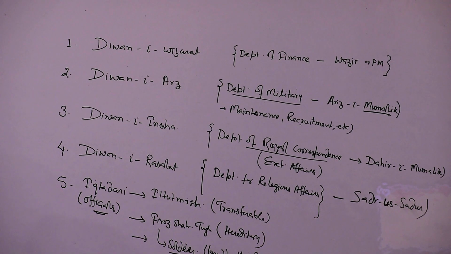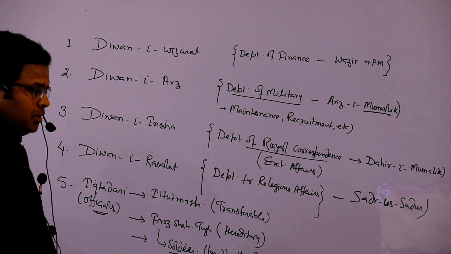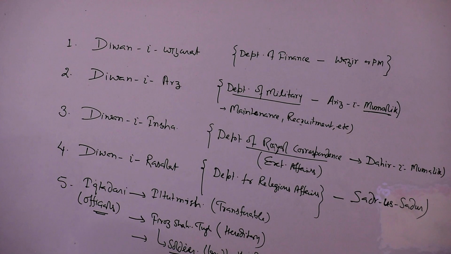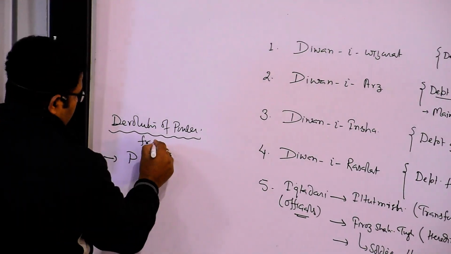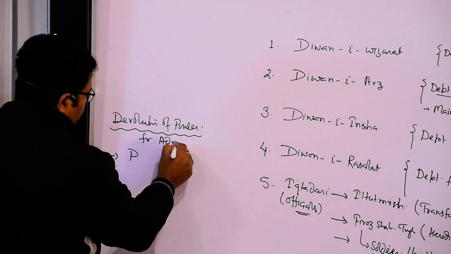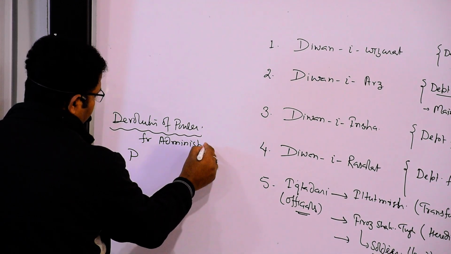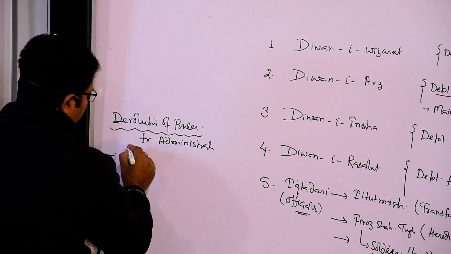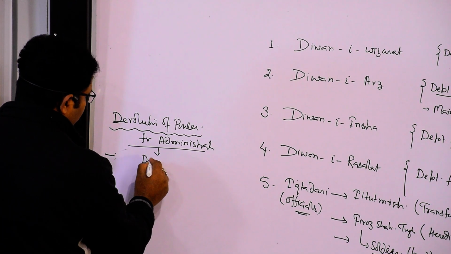And Iktadari, that all of you know. Firoz Shah Tughlaq and all. One more: devolution of power for administration, or better to say decentralization.